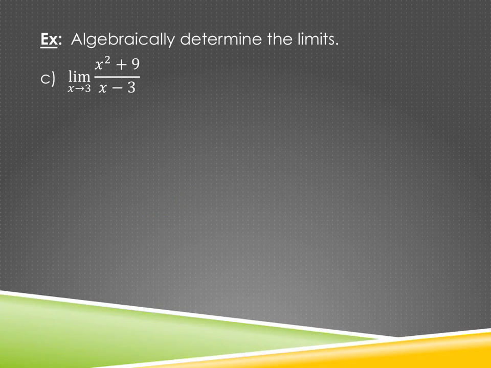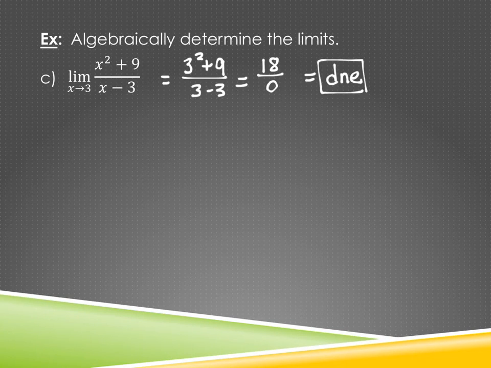This one, if I try plugging in 3, I've got 3 squared plus 9 on top, 3 minus 3 on bottom. What do I get? I get 18 on top, that's right, and 0 on bottom. Again, the 0 on the bottom is the problem, but because it's not 0 on top and 0 on bottom, it's not going to factor, it's not going to simplify, and I'm not going to be able to continue with the problem. So when I get a number on top that's not 0, and a number on bottom that is 0, this means that this limit does not exist. And it means that I have an asymptote there.